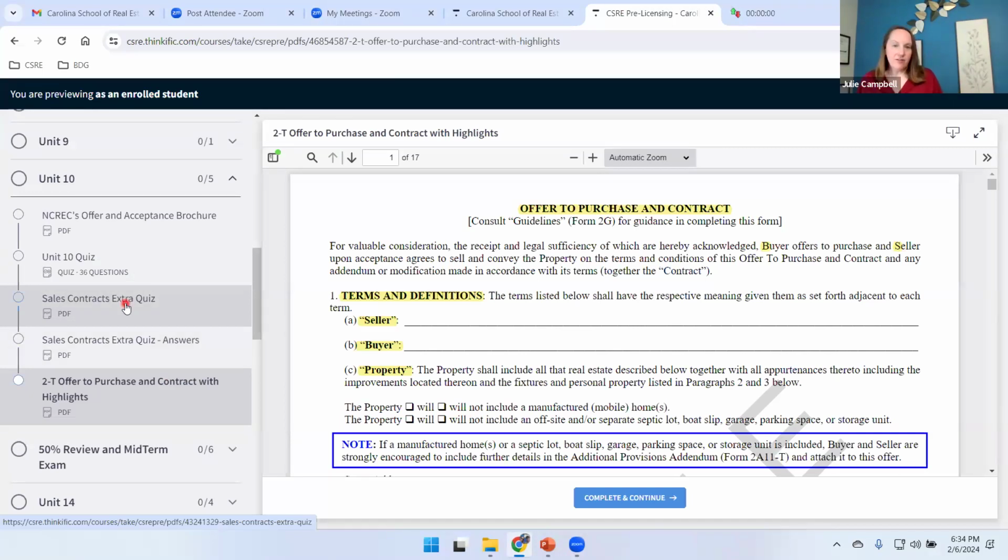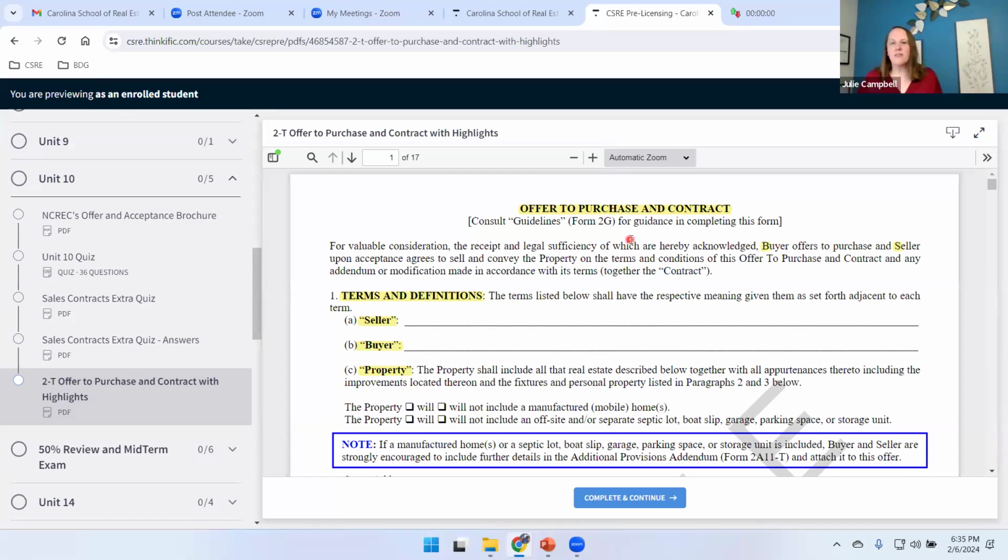So we're going to look now at our standard offer to purchase and contract. This is not the only one we're allowed to use. This is just one of the ones provided to us. This also happens to be probably the most commonly used offer to purchase and contract. It's in the Unit 10 material in the online learning system. And just like our agency agreements, I've highlighted the terms that are spelled out in the syllabus, to help you focus on what to study, what to look over.